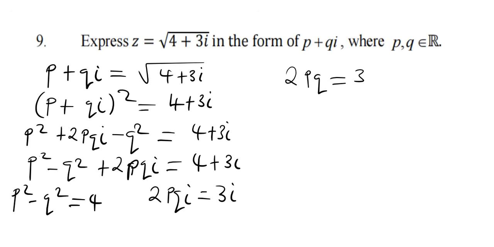Now from this expression, if I make one of them the subject of the formula, let's say I want to make q the subject of the formula, so that when we get that q, we replace it there. So we're going to have q equals 3 over 2p, I'm going to divide by 2p on both sides. So that is what we have as q. I'm going to replace that one into this equation. So we're going to have p squared minus q, we are saying it's 3 over 2p, is equals to 4.